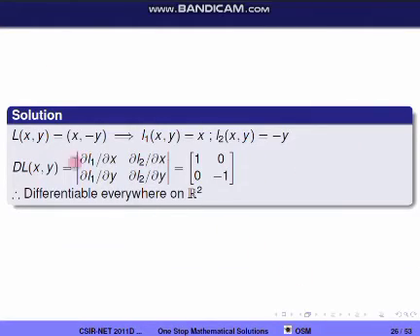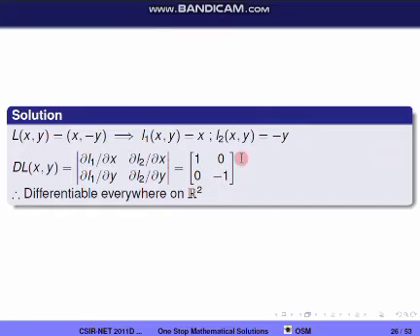So they have given L of (x, y) is equal to the 2-tuple x comma minus y. So L1 of (x, y) is x and L2 of (x, y) is minus y. So now we'll find the derivative of L at (x, y). So that is dL of (x, y) is equal to the determinant of dou L1 by dou x, dou L2 by dou x, dou L1 by dou y, dou L2 by dou y. So find the value and then substitute. So this is equal to the matrix 1, 0, 0, minus 1.